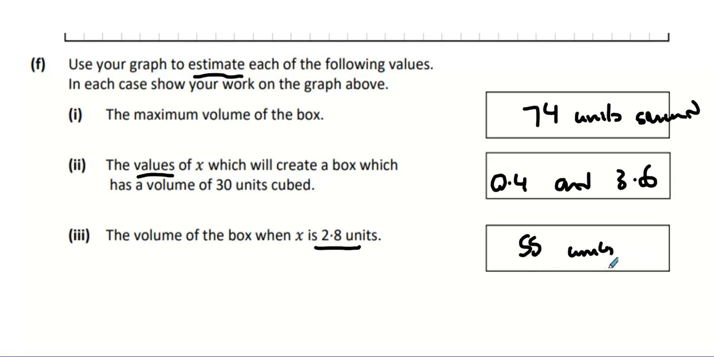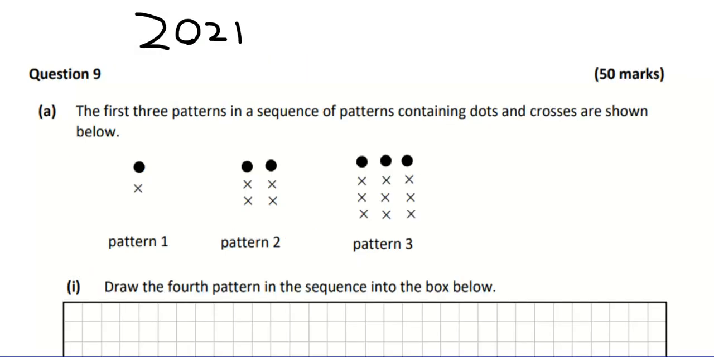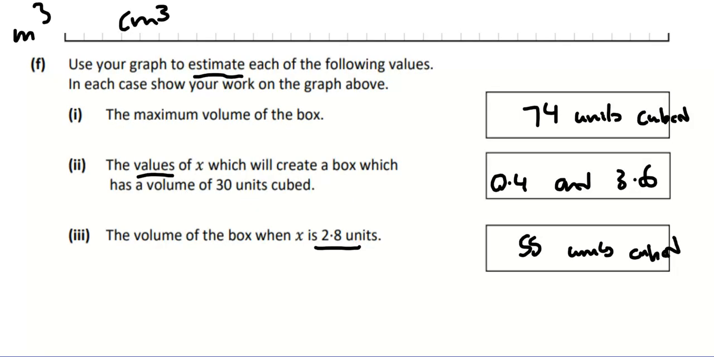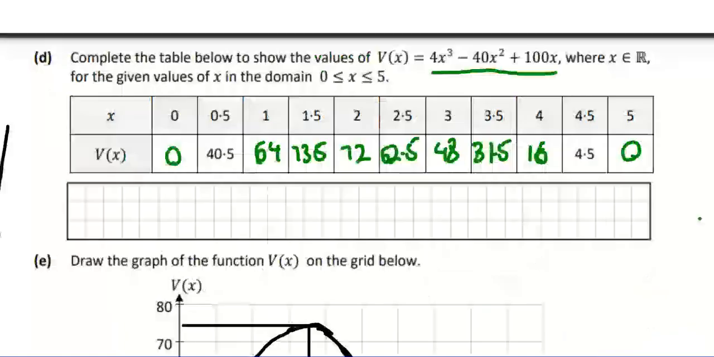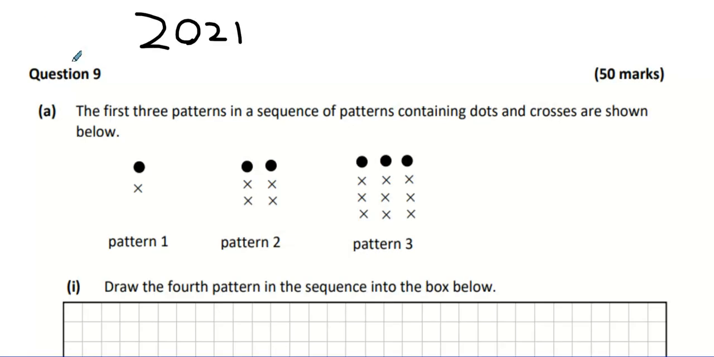55 units. Oh, sorry, volume. Oof, almost made a mistake there. Volume is units cubed, not units squared. Okay, so units cubed, meters cubed, centimeters cubed. It's always cubed. Now, so that is question 8 and 6, 8 and 9 on the 2021 paper, we're hoping. Okay, so let's keep going.